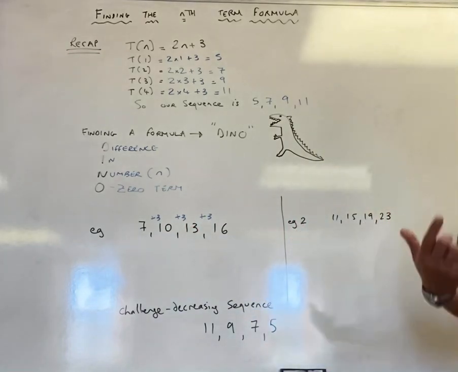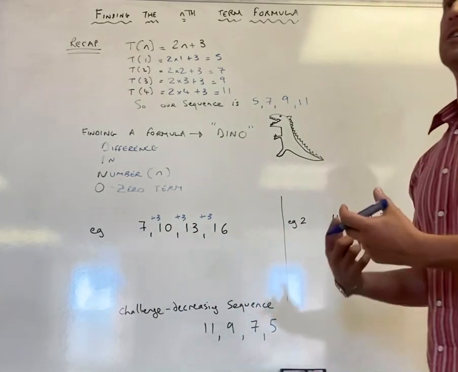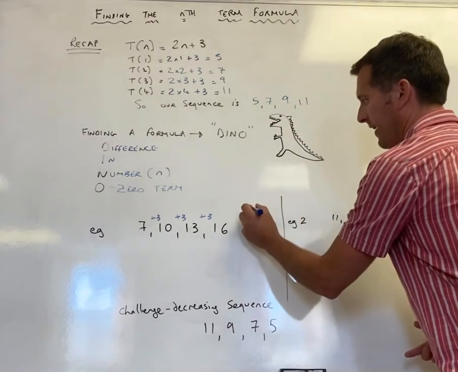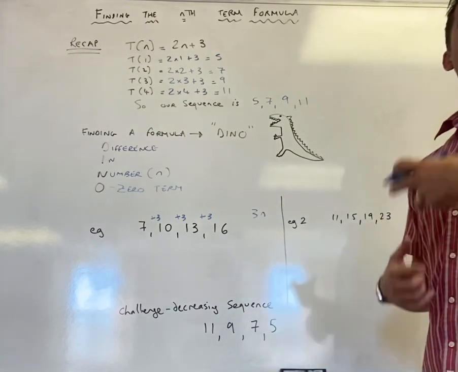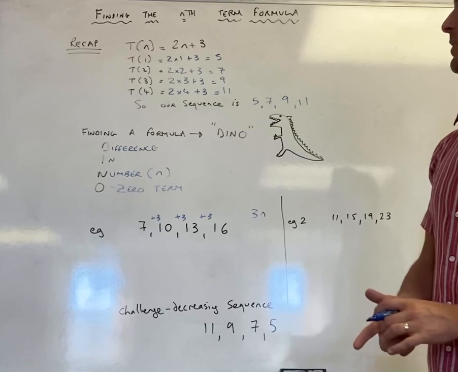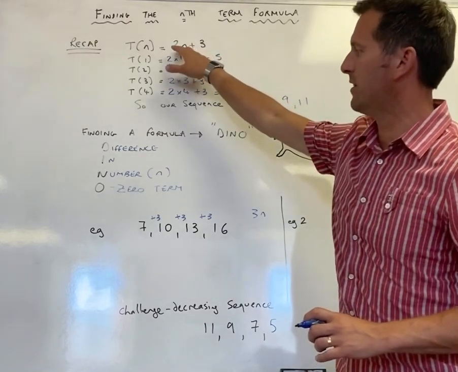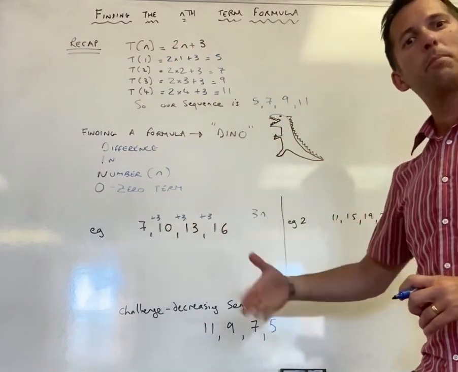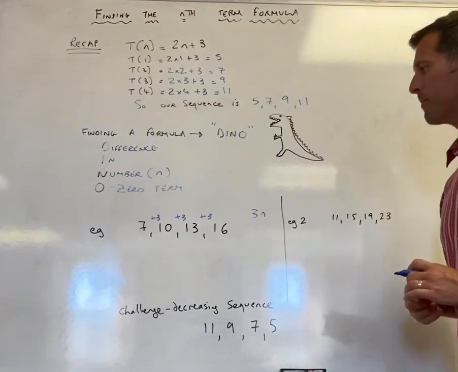So it's going up in 3s, so it must be linked to the sequence 3n. Whatever that jump is, that's the multiple of n in the sequence. This was going up in 2s, so it was linked to 2n. This sequence is going up in 3s, so it's linked to 3n.